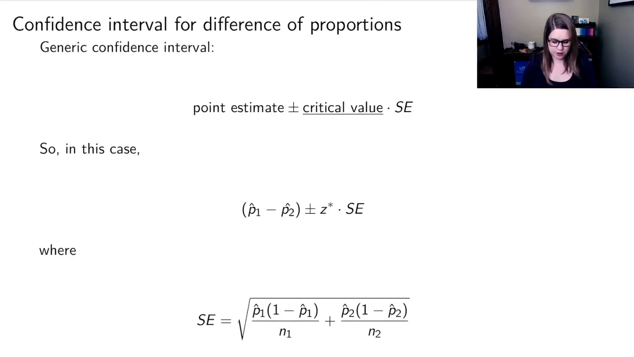Recall that our generic confidence interval is we take our point estimate, that's our sample statistic, plus or minus a critical value, which depends on the distribution and the alpha level, times the standard error. In this case, our point estimate, our best guess for the statistic, is P1 hat minus P2 hat, the difference of proportions. Then we have a plus or minus. Our critical value is a z star value, so we're back to using the normal distribution. And then we have our standard error, and remember, this is the formula that we're going to use for the standard error.